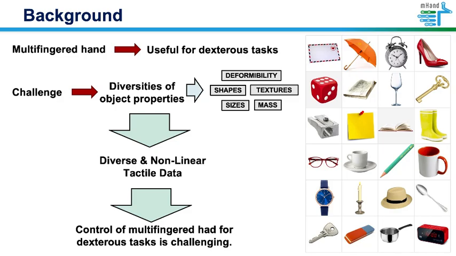Multi-fingered robotic hands are extremely effective in achieving dexterous tasks with tactile sensors. However, they are challenging to control. One of the major factors which poses the challenge is the sheer diversity of the objects involved in such tasks, which have various properties. Learning such nonlinear data is always challenging.